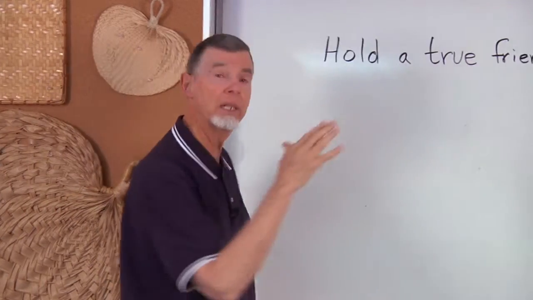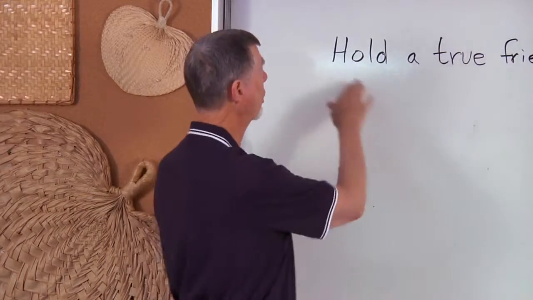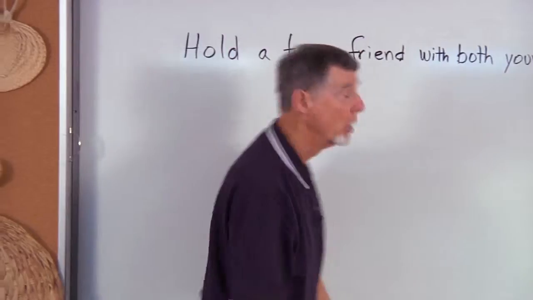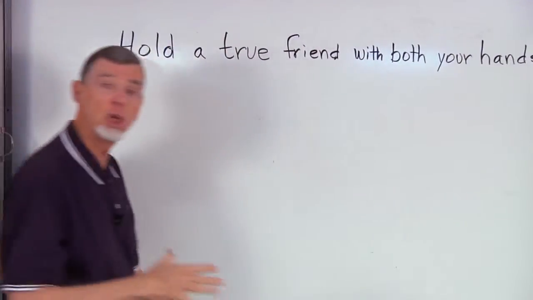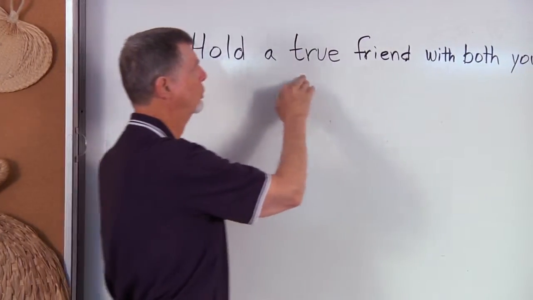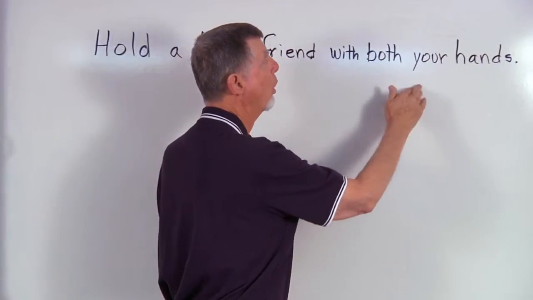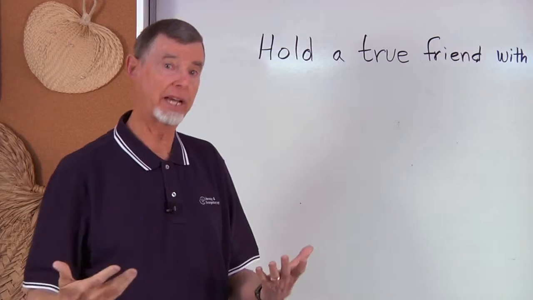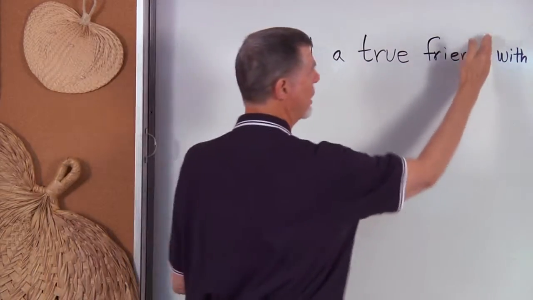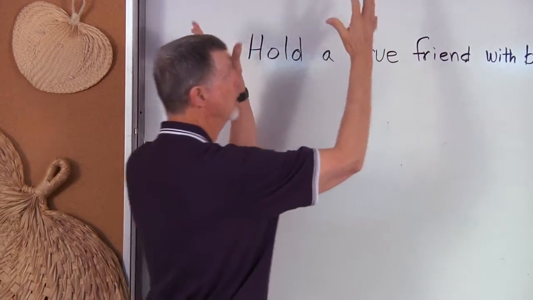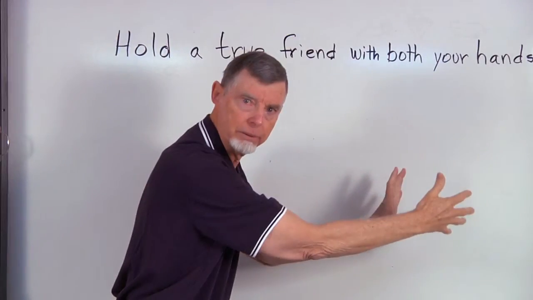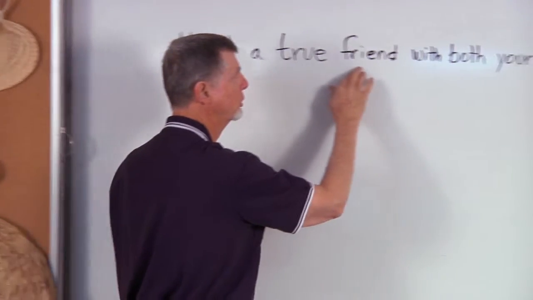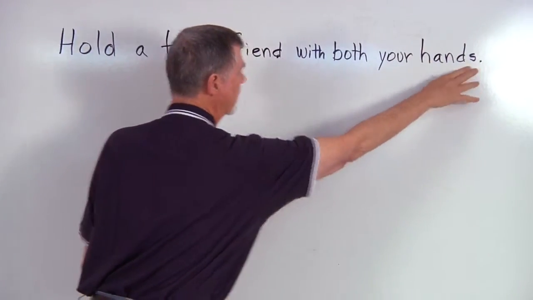So you don't want to become like a machine. You do not want to read it robotically, word by word, or slow down too much. We just don't speak that way. So you want to do it very naturally. But there is a slight pause because we're transferring from who does what. So there's a little pause. So, hold a true friend with both your hands.